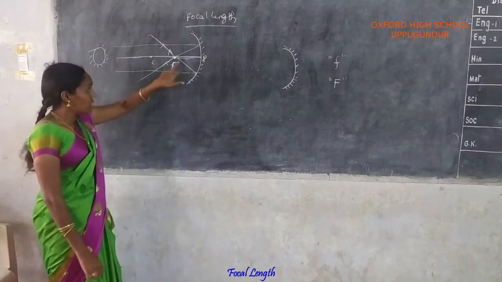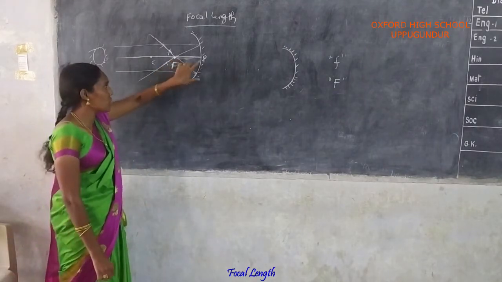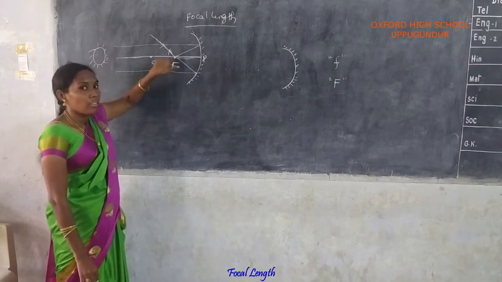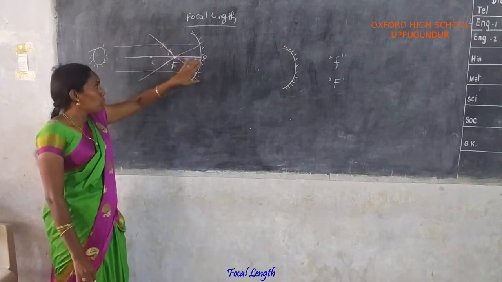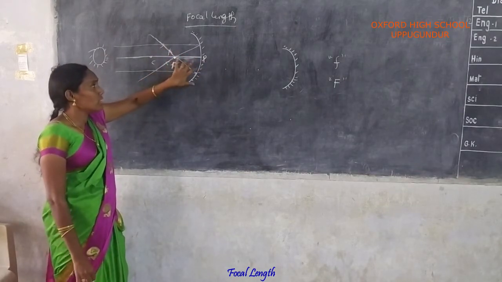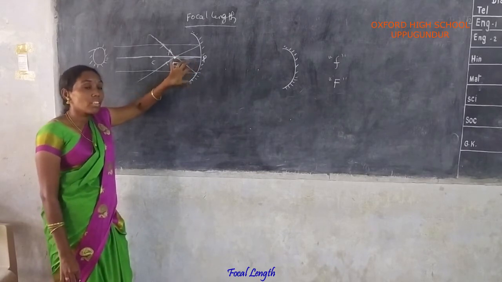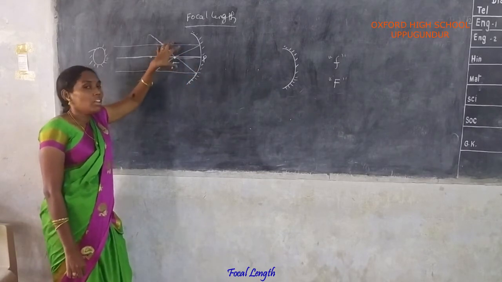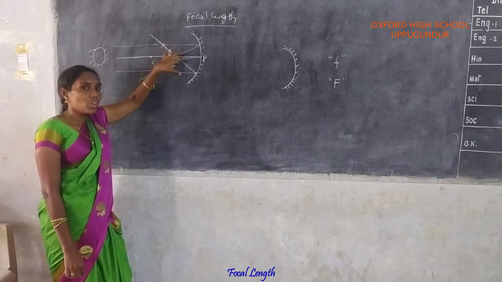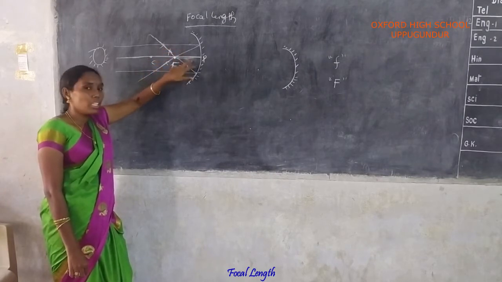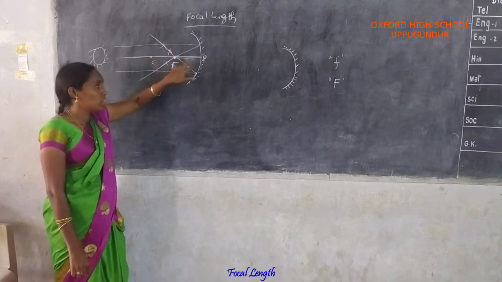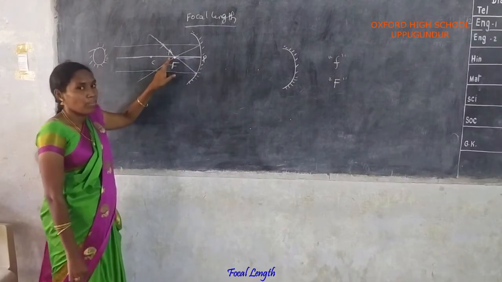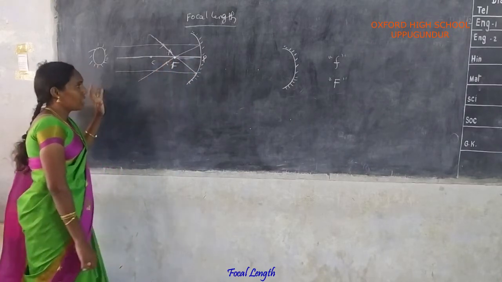Here, find out the distance from pole to focus. This distance should be called the focal length of a given mirror. Whether the mirror is convex or concave, whatever it is, it is the focal length of the given mirror. Here, pole to focus. I will explain once again.